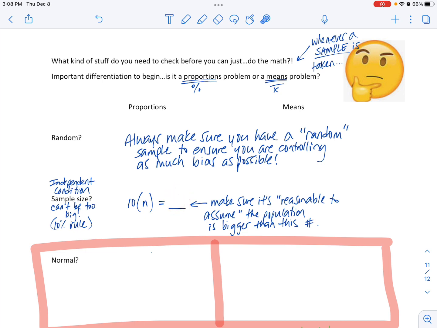So look back through all of your FRQs we did in class. Whenever we took a sample, we had to make sure that the sample was not too big. That is the 10% condition. It's a good thing to put in your work, 10% condition met.